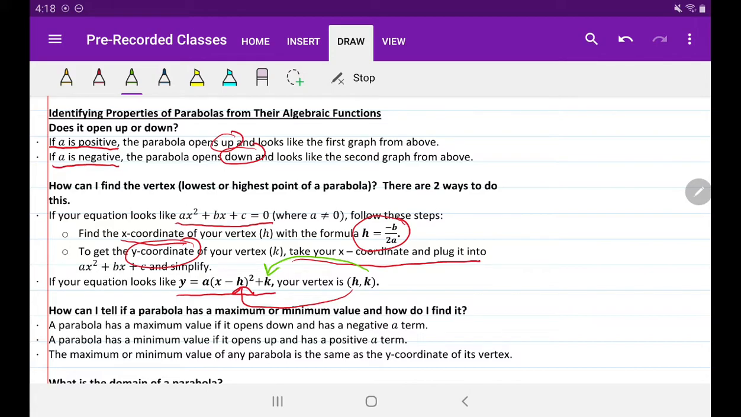Now, one thing to say about that, if you notice, in the formula that's given here, we have a minus h, but then when we go to our parentheses here, it's a positive h. Okay, so when you use vertex form, my one disclaimer on this is you have to flip the sign of h to get your x-coordinate. And we'll run through some practices of that.